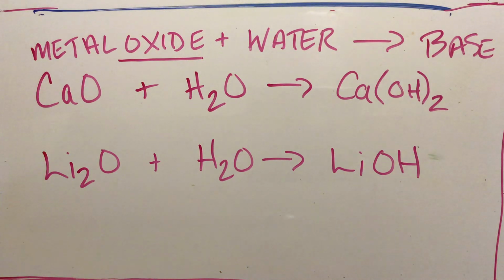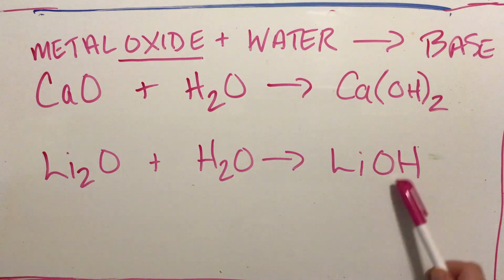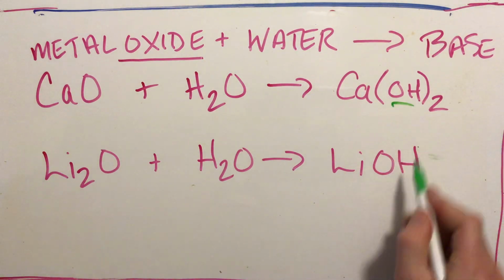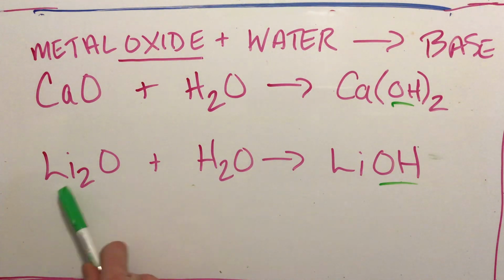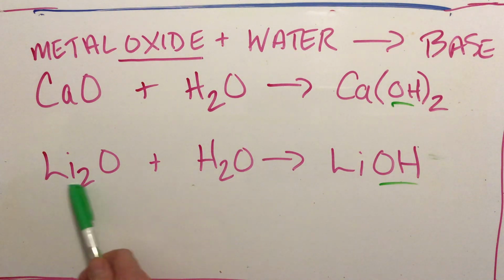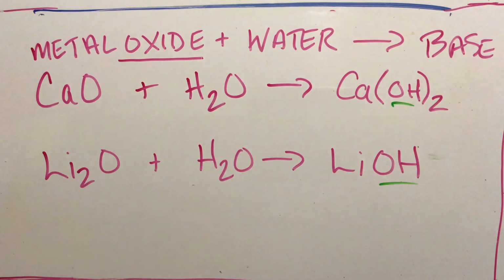A lot of our bases, not every one of them, but a lot of the bases we'll be using have hydroxide in them. You can see both of these have that hydroxide ending to them, right? It's very commonly found in a lot of bases, that OH ending. So here's our metal oxide. Again, an oxide is just anything that has oxygen combined with something else, in this case lithium. So metal oxide, water, base.